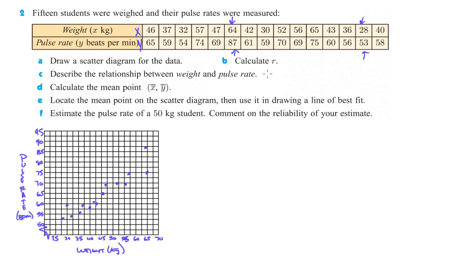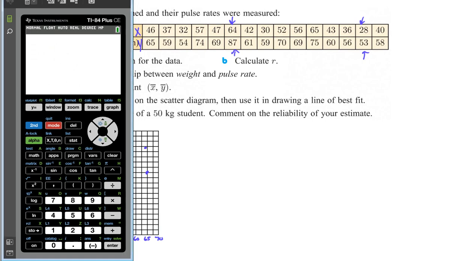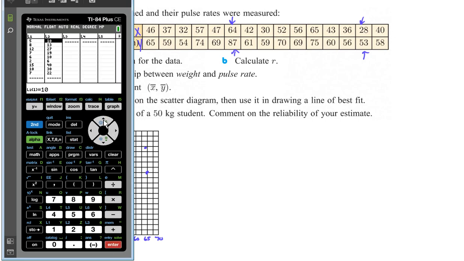Calculate R. Remember, if we're going to calculate R, we have to put that into our graphing calculator. So you do stat, edit, and we're going to edit our list. Before we edit our list, I always like to clear the data out, in case I end up with not enough pieces of data to overwrite the existing stuff. So clear it out, and then we enter all of the X's into list 1 and all of the Y's into list 2. So we have all of our data entered in here.